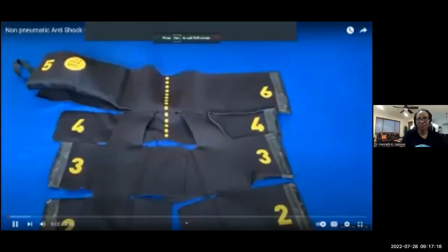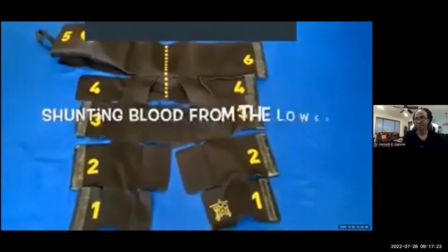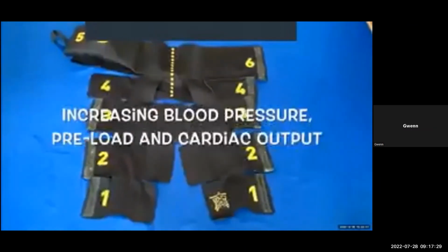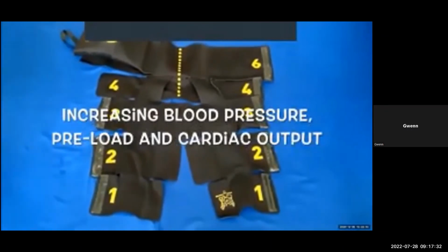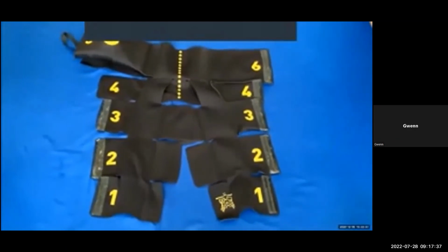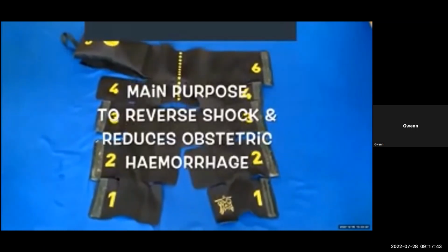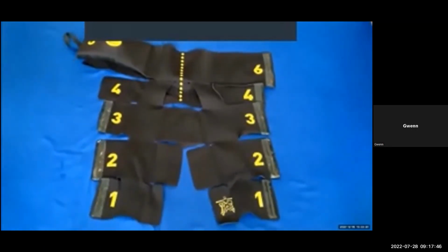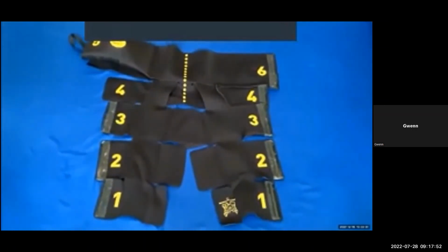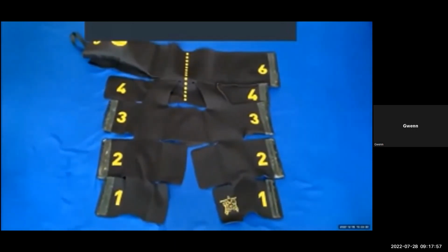It consists of segments that close tightly with Velcro, shunting blood from the lower body to the core organs, increasing blood pressure and increasing preload and cardiac output. The main purpose is not to stop bleeding, but to reverse shock and reduce obstetric hemorrhage. It is used to transport the patient to a better healthcare facility in the case of massive obstetric hemorrhage.